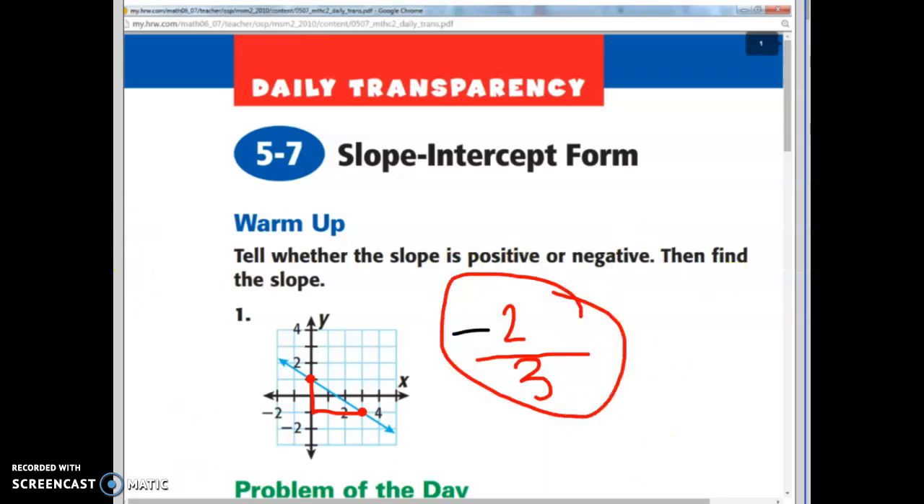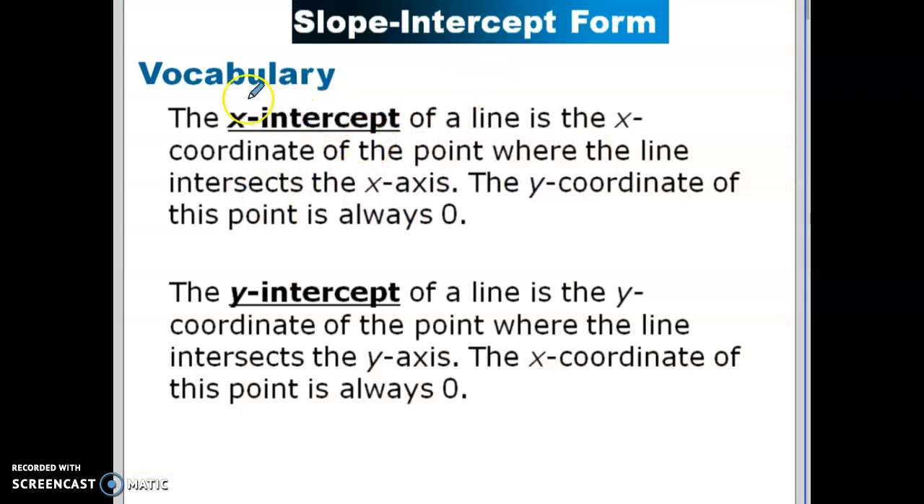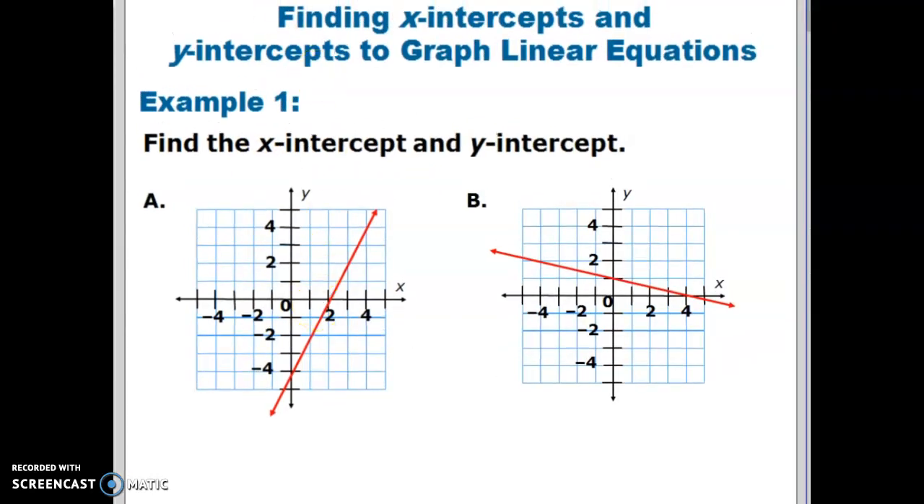It's negative. Okay, we are going to do lesson 5-7 today, and it's on slopes and intercepts to graph linear equations, and then going backwards to make an equation from that. So the x-intercept is where the line of the graph intersects the x-axis, and the y-intercept is where the line intersects the y-axis. You can pause this and write that down. And we are going to find intercepts for these graphs.